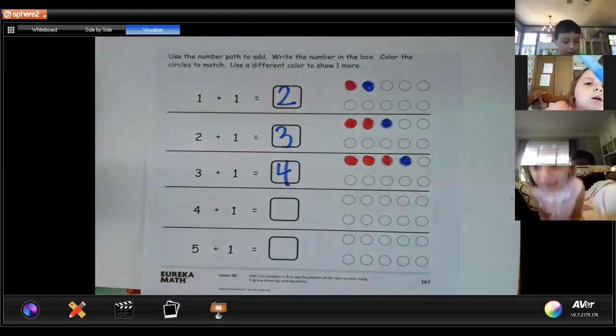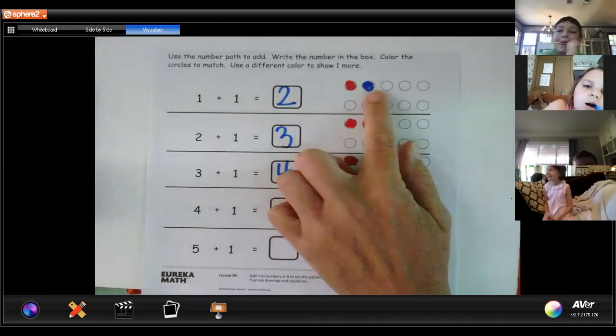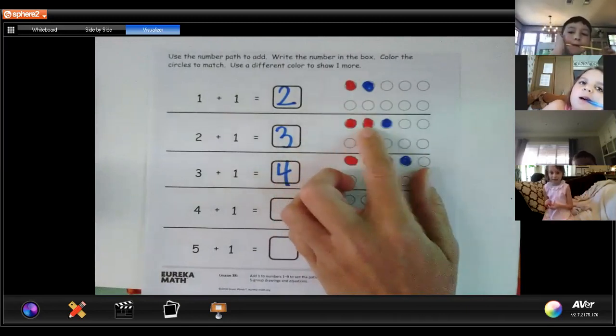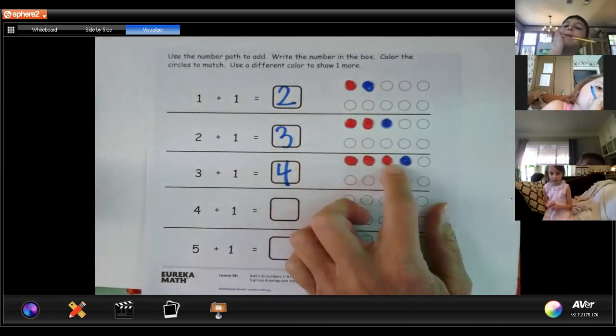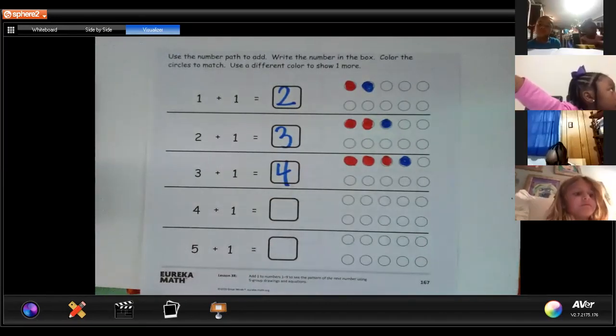Red and blue, red, red and blue, red, red, red and blue. She sees the color pattern. Red, blue, red, red, blue, red, red, red, blue. She saw a color pattern. Good job. Does anybody else see anything different?